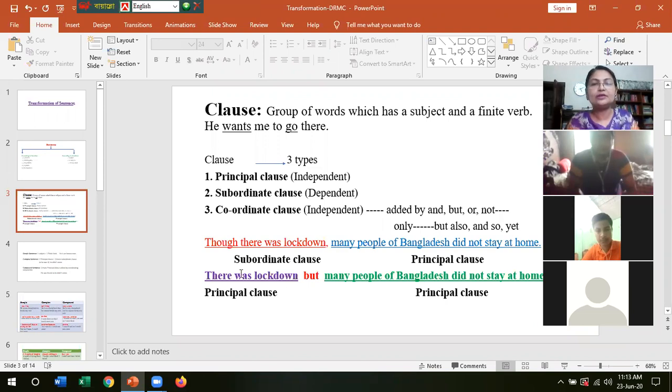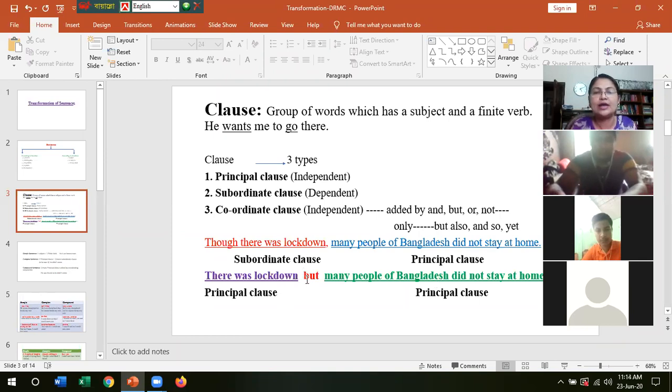Another example: there was lockdown, but many people of Bangladesh did not stay at home. Here you see, "there was lockdown" is a clause, and it is a principal clause because this clause does not depend on another. And "many people of Bangladesh did not stay at home" is another principal clause.